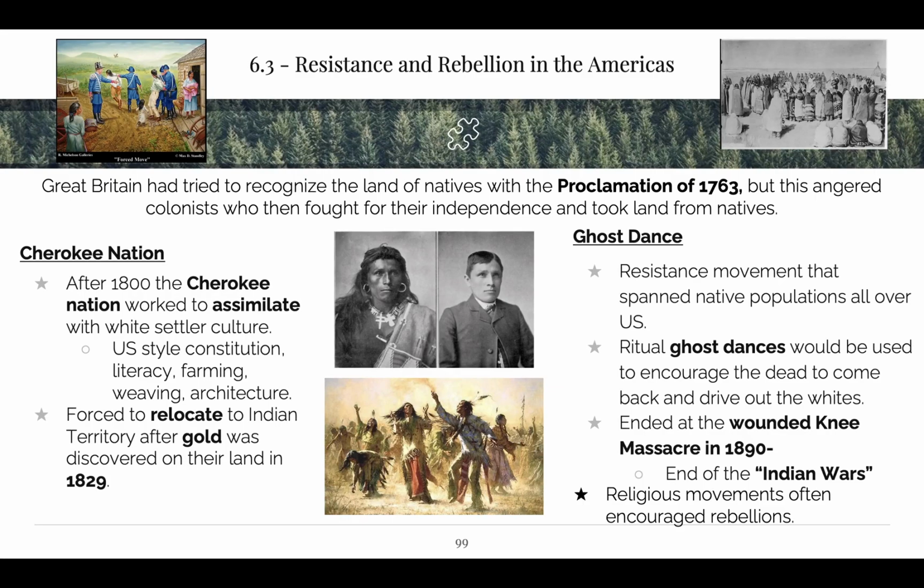Resistance to imperialism. You need to know every continent has resistance. No one is accepting the oppression. No one wants it. No one is accepting it.